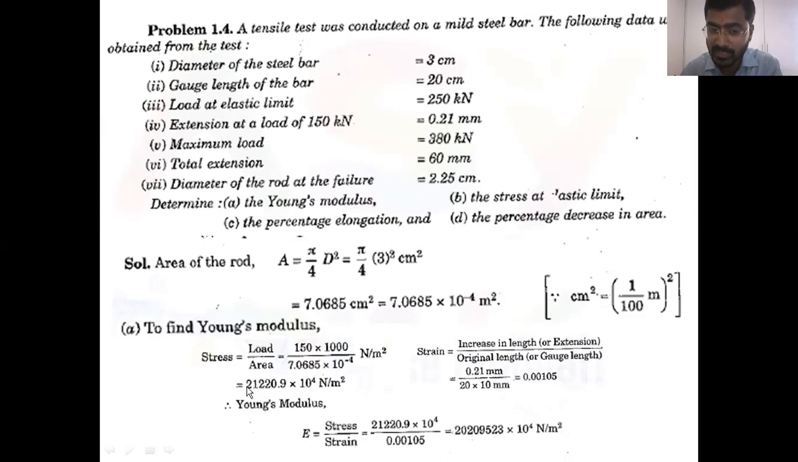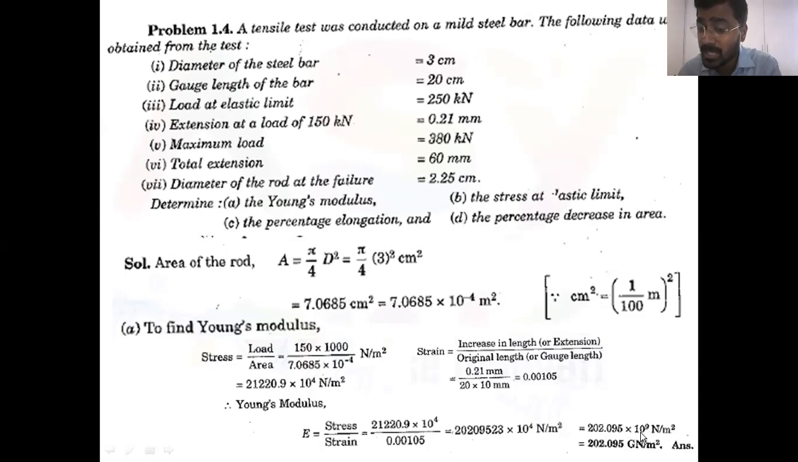Stress, how much do we have? 21220.9 into 10 to the power 4 by strain, which is 0.00105, which is equal to 2020. So a big value we have got. So we can convert this, see here, 10 to the power 9 I can write here. 2.20209, so how many digits do we have? 1 2 3 4 5. So 5 plus 4, which is equal to 9. So 10 to the power 9. So I can write it as 202.095 into 10 to the power 9 Newton per mm square.